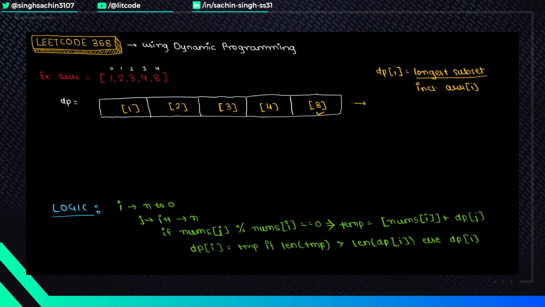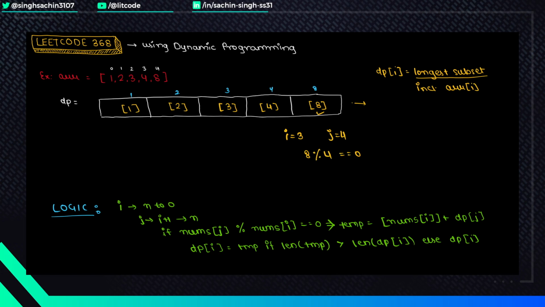Okay, now you have 4 as your value, so let me write the original values on top of it: 8, 4, 3, 2, 1. So these are the original values. Okay, now you have 4, and if you check, the next element to this is 8. Okay, so your i is at index 3, and we will start with j, which is at index 4. If you see, 8 is divisible by 4, right? It is divisible by 4.